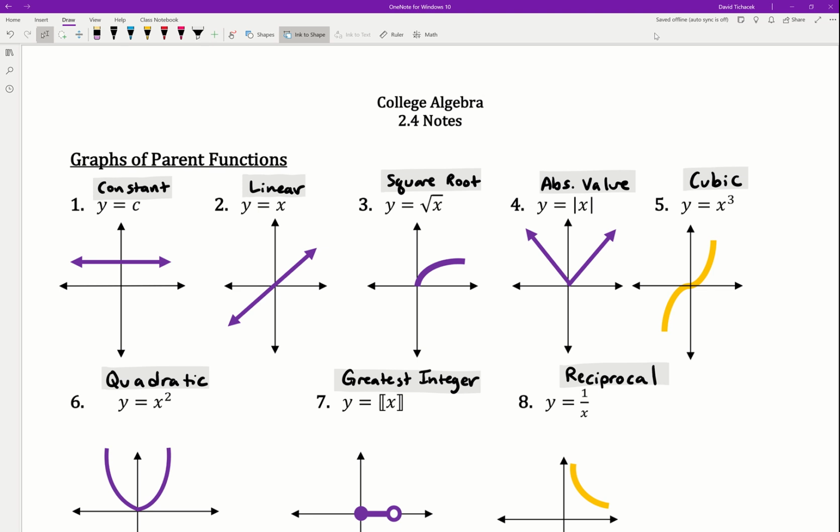Alright friends, welcome back. In this video I'd like to cover the next section of Chapter 2 in your textbook, and that's going to be Section 2.4. The title of this section is called A Library of Functions.